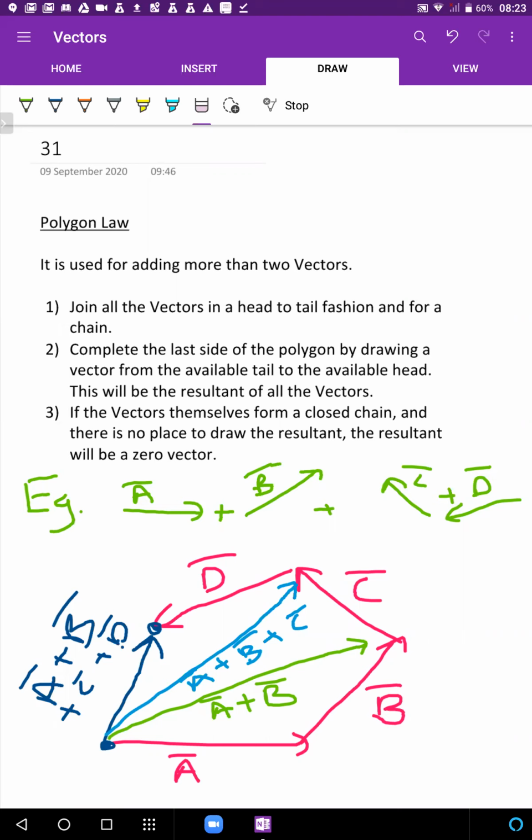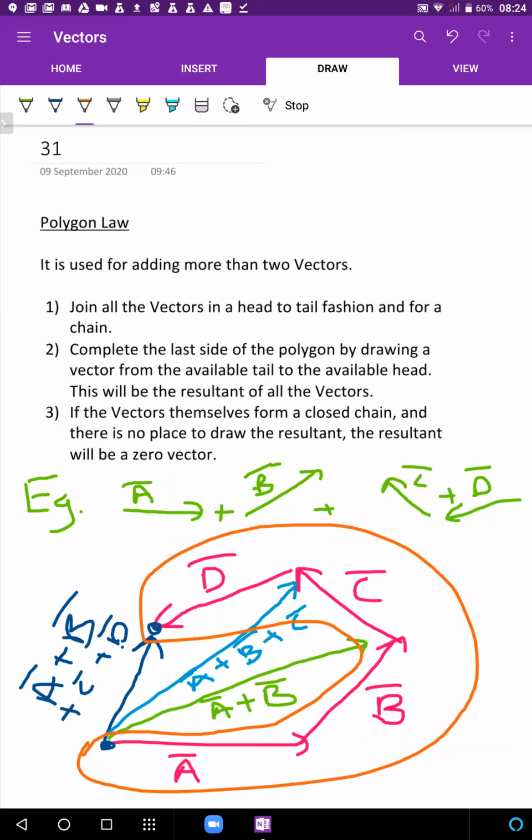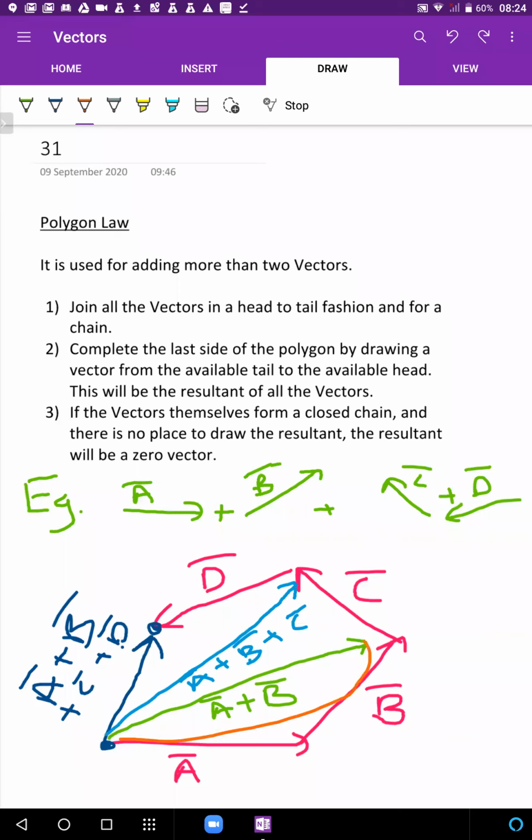But for now, let me explain where this rule is coming from. You'll see that this rule is actually just an extension of triangle law. Let's prove it. Let's go back to this chain A plus B plus C plus D. We are saying that this is the addition of A, B, C, and D. So we'll look at it one by one. First, what is this going to be? Isn't it clear that this is the addition of this and this by triangle law? If you consider this triangle, the green vector is the addition of vector A and vector B.